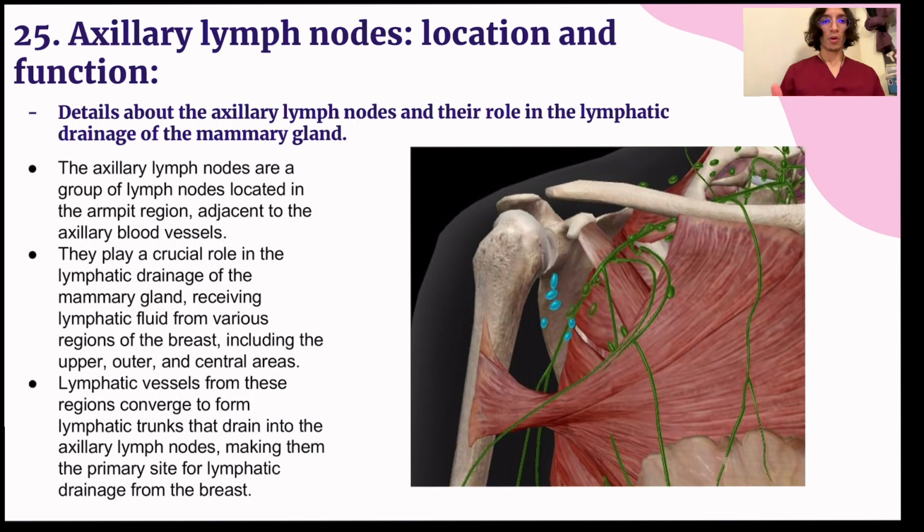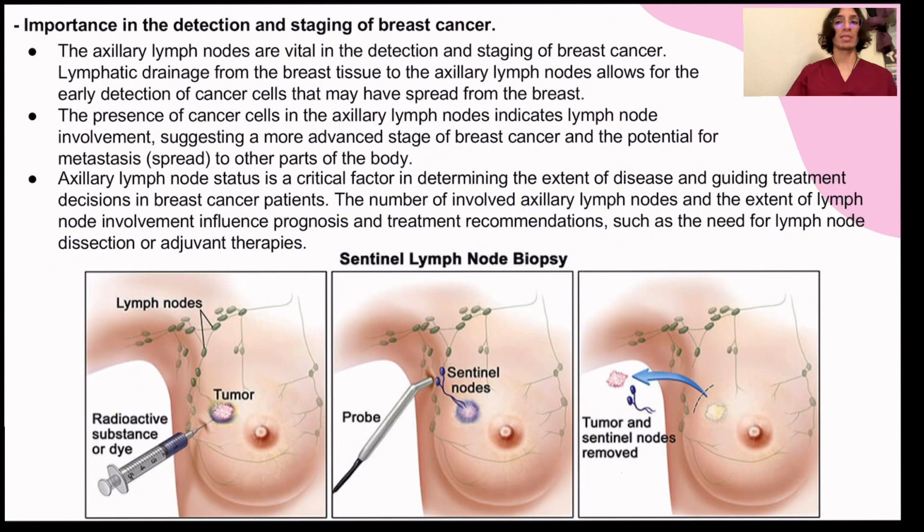Axillary lymph nodes, location and function. The axillary lymph nodes here are a group of lymph nodes located in the armpit region adjacent to the axillary blood vessels. They play a crucial role in the lymphatic drainage of the mammary gland, receiving lymphatic fluid from various regions of the breast, including the upper, outer, and central areas. We already talked about this. Lymphatic vessels from these regions converge to form lymphatic trunks that drain into the axillary lymph nodes, making them the primary site for lymphatic drainage from the breast.